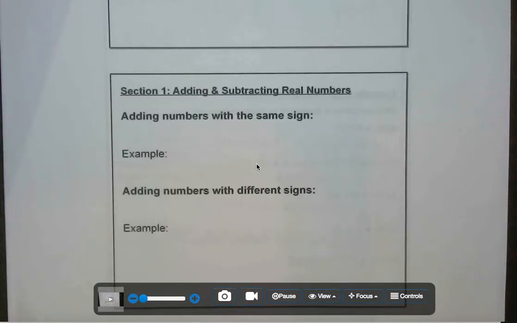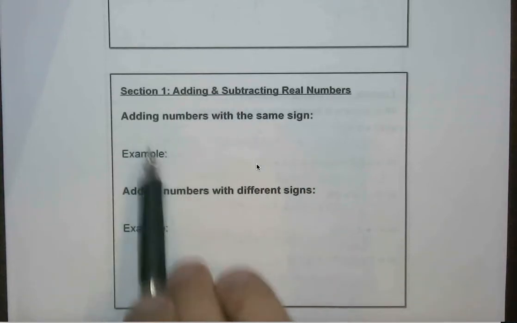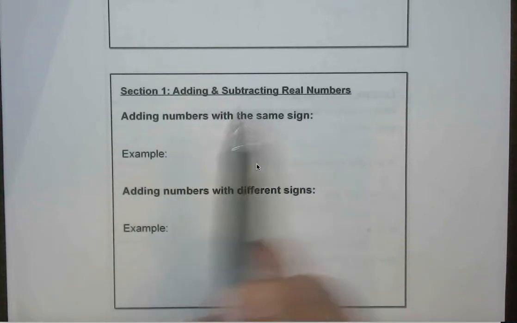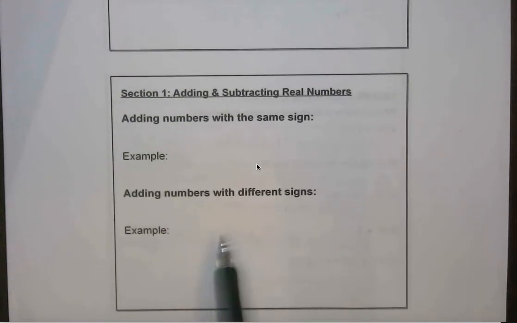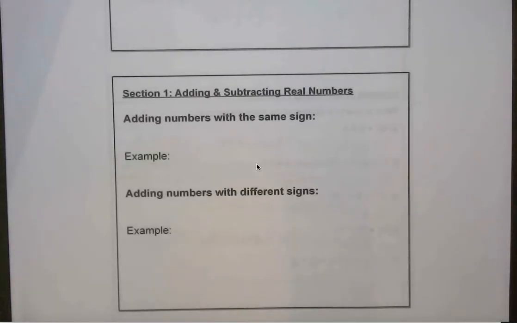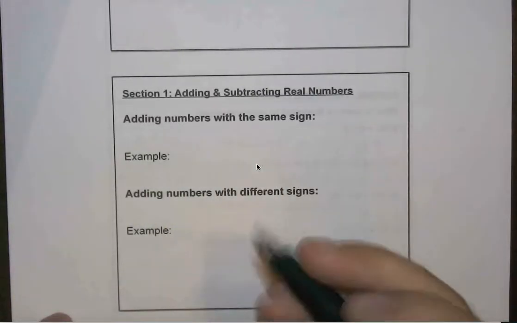Taking a section at 1.5, adding and subtracting real numbers. This section seems pretty easy, so I don't feel as if there's too much that I really need to reiterate here, but a few things that I'll probably have to make a note of when it comes to different signs. So if we're adding numbers with the same sign, we'll see some examples here.